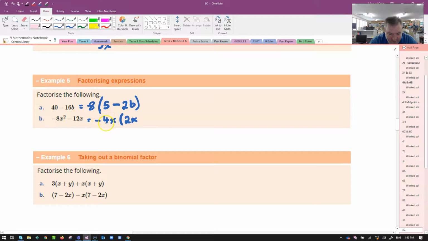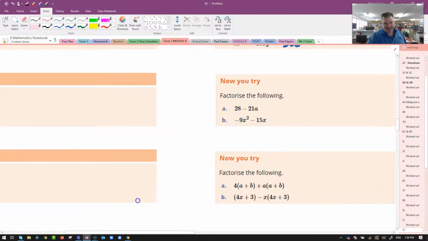Still have to do the 12x. I've got negative 4x. So the negative's taken care of. 4 times positive 3. So negative 4 times positive 3. That's going to give me the negative 12. The x is already taken out the front. So that's what's remaining. Again, check by expanding. You'll see that we get negative 8x squared minus 12x there.